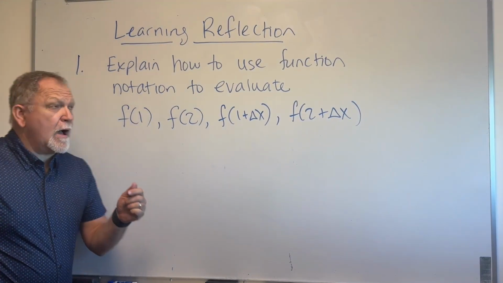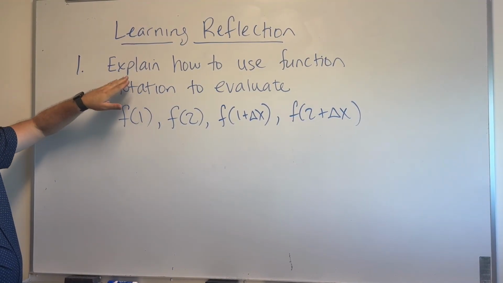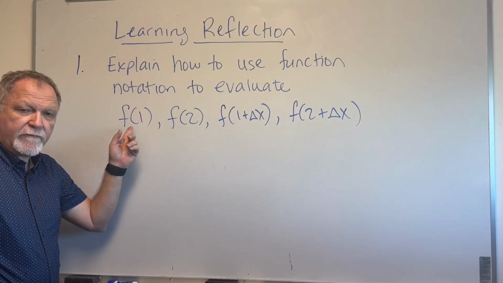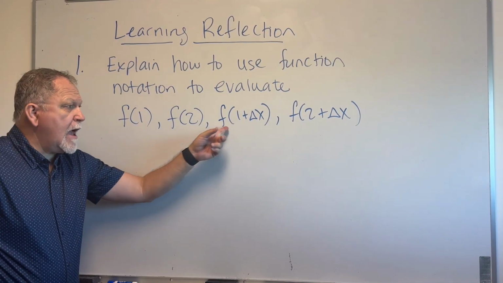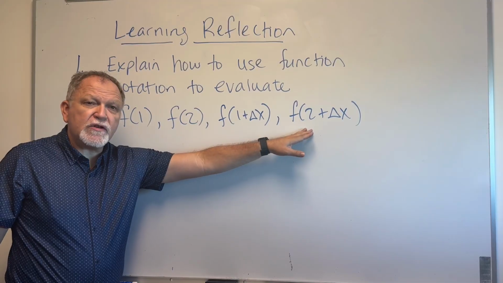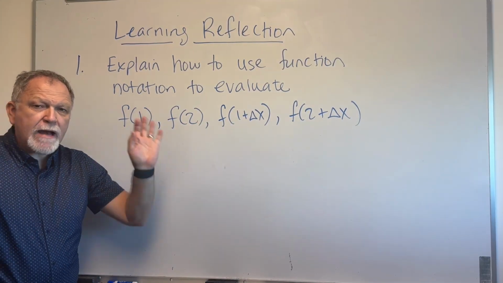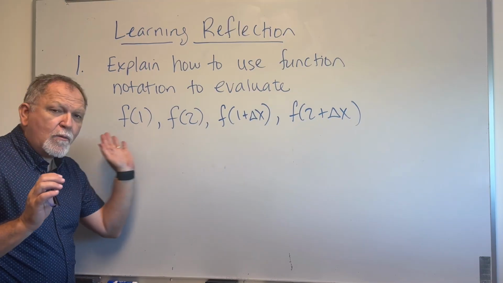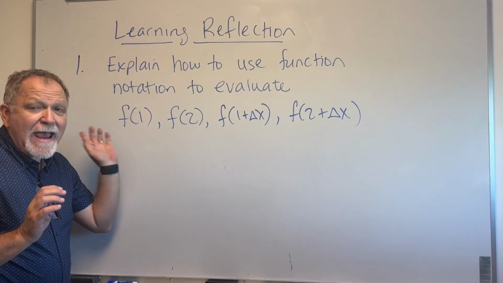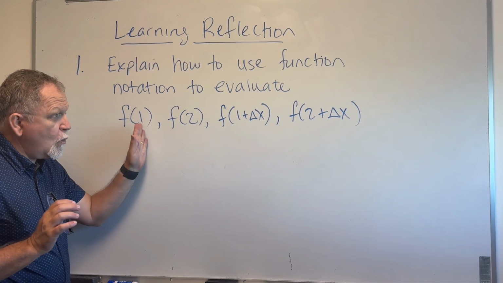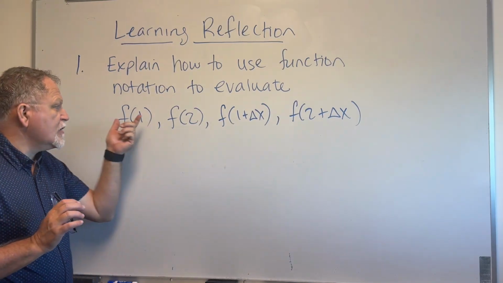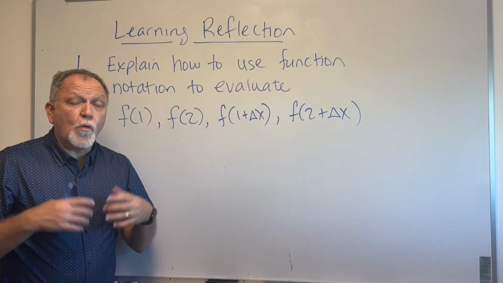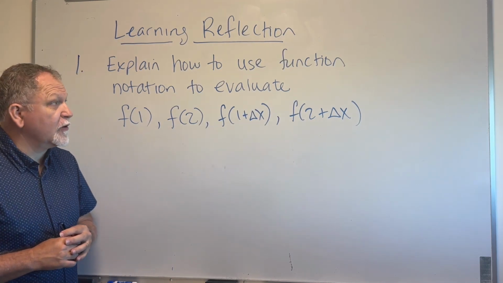I would like you to respond to this learning reflection. Explain how to use function notation to evaluate f of 1, f of 2, f of 1 plus delta x, and f of 2 plus delta x. In writing up your explanation, I want you to be able to apply whatever you say to any function f. So no matter what the equation looks like, your explanation on how to evaluate these should work. That's your task for your learning reflection.